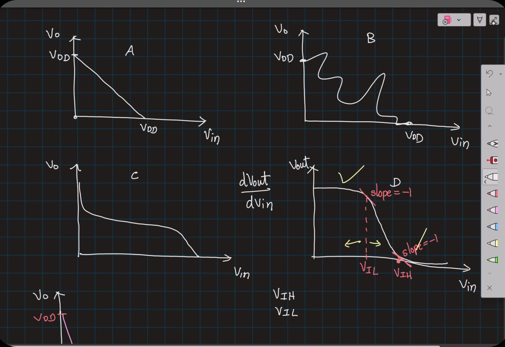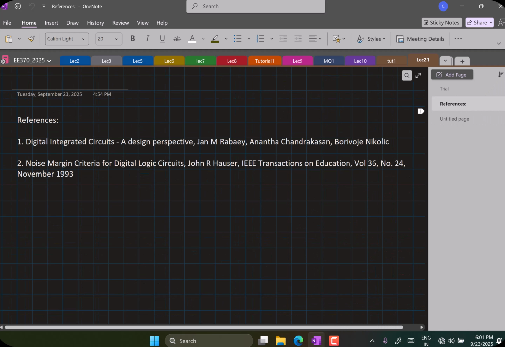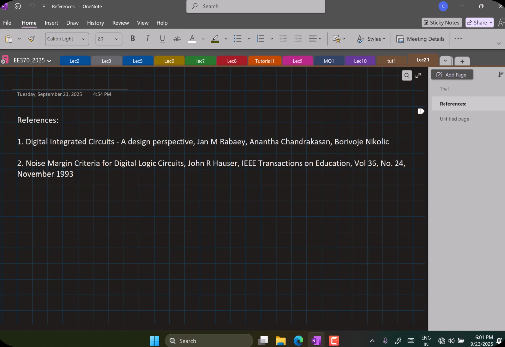The definition I am following has been picked up from Digital Integrated Circuits by Jan Rabaey. But if anyone is interested to know more about the other definitions, and if there is a reason to use a more nuanced definition for VIH and VIL, then you can look at this paper, Noise Margin Criteria for Digital Logic Circuits. For the purposes of this course, we will assume VOH and VOL are the typical high and typical low voltages of your logic gate, and VIH and VIL correspond to inputs for which you get slope equal to -1 in the VTC. Okay, thank you.